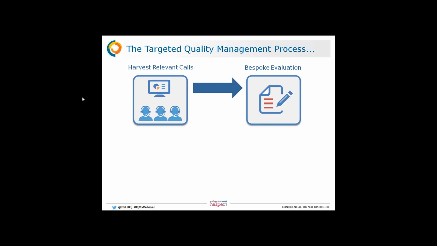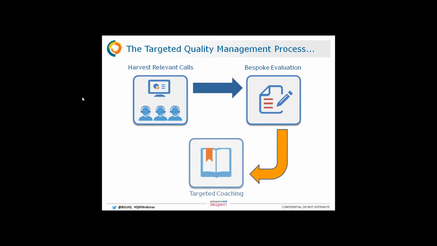Yeah, and from that evaluation process, you can start to build a targeted coaching program, the results of which can be measured over time and across teams and presented back to management via reports and the dashboards that we saw. And finally, the ongoing monitoring. That ensures that those skills remain sharp. And that's what a targeted, automated quality management process looks like.